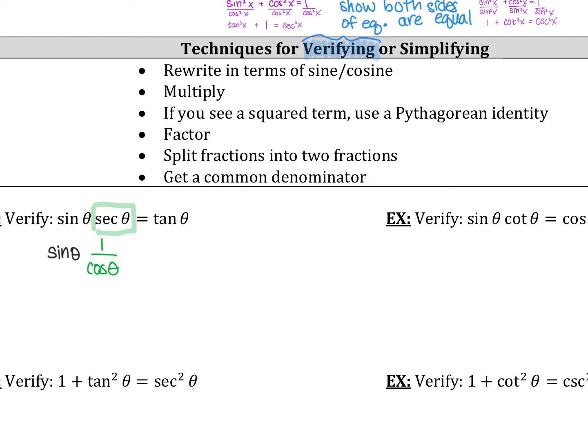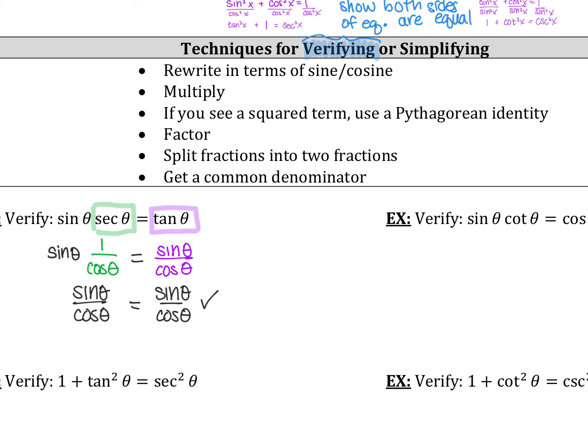Okay, well, let's keep going. What about tangent? Can I rewrite tangent? Sine over cosine. Is anybody seeing anything yet? Tangent, sine over cosine. What happens when I multiply this sine of theta times this 1 over cosine of theta? I get sine over cosine. And that equals the sine over the cosine. I have just verified that this expression is true. This is equal.